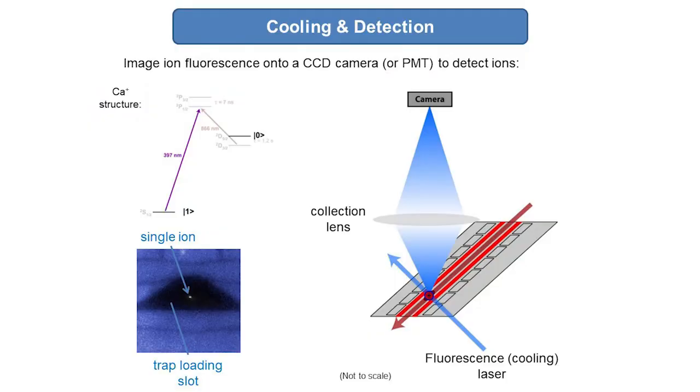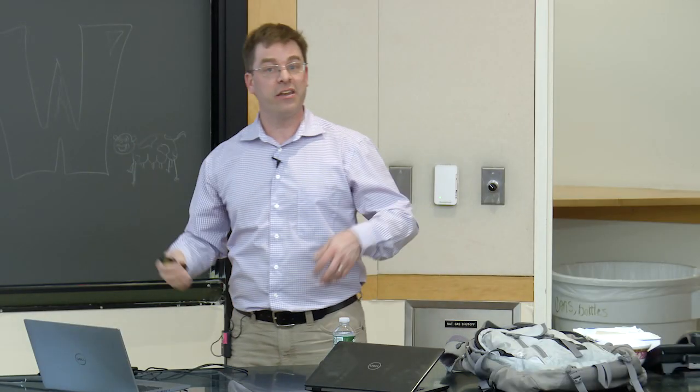If you want to actually measure something with it, what you have to do is then make the ion glow, and you can do that by driving a transition with a laser to take some other electron that's still in the atom up to an excited state, and when it falls back down again, it spits out some light, which you can then collect with a lens and image onto a camera.